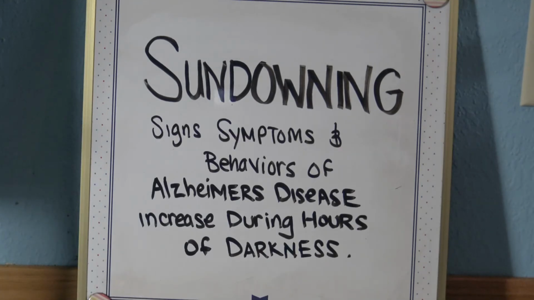Sundowning. That is when the signs, symptoms, and behaviors of Alzheimer's disease increase during the hours of darkness. So late afternoon and early evening can be difficult for some people with Alzheimer's disease. They may experience sundowning, so restlessness, agitation, irritability, confusion, and it can begin or worsen as daylight begins to fade. Often just when tired caregivers need a break, but can't be helped. Sundowning.